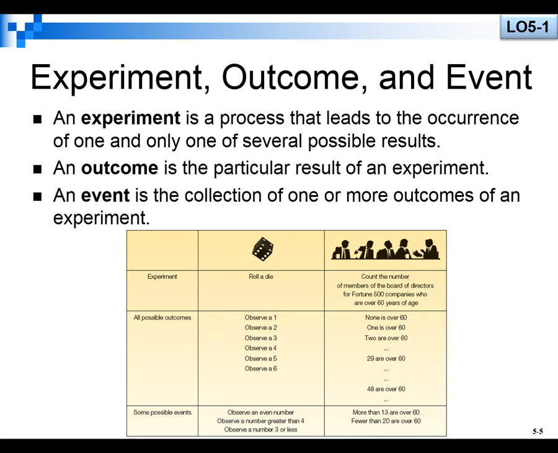The second experiment we're talking about would be to count the number of board of directors for Fortune 500 companies who are over 60 years of age. So in this scenario, for all the possible outcomes, we can start with none are over 60, and it would go all the way up to all of the Fortune 500 company board members. Some possible events from this would be more than 13 are over 60, or fewer than 20 are over 60.